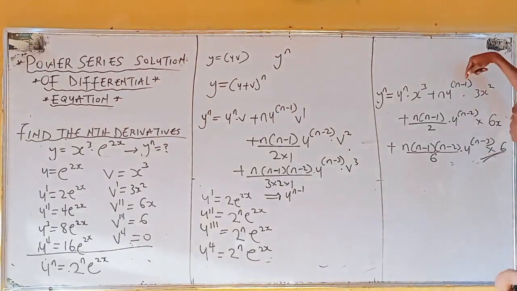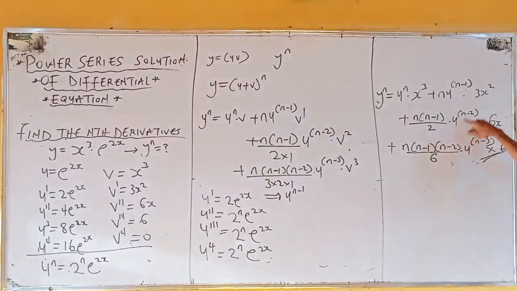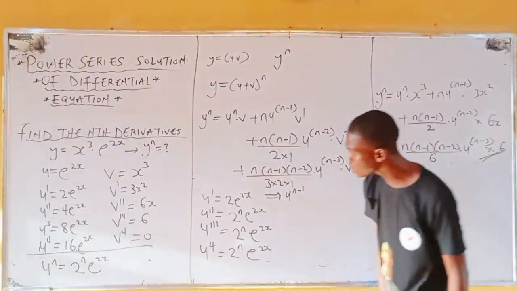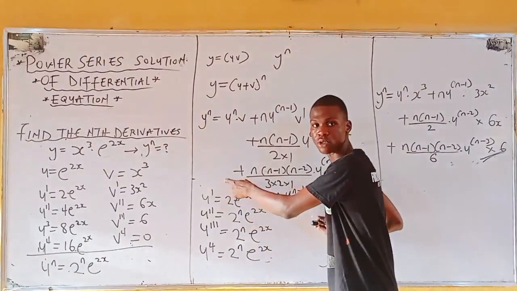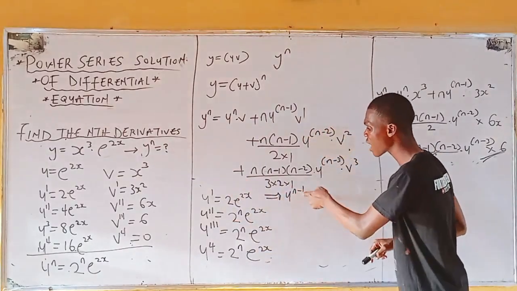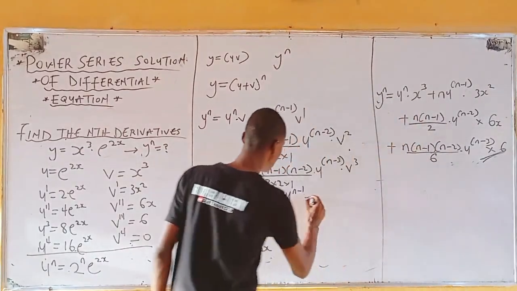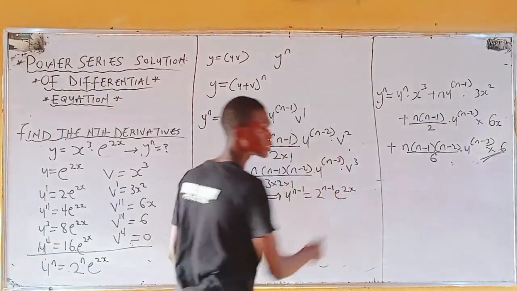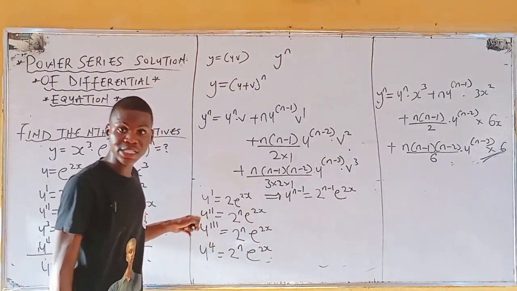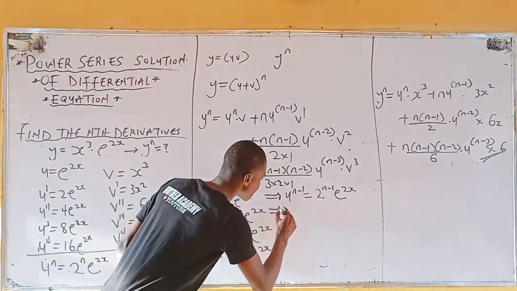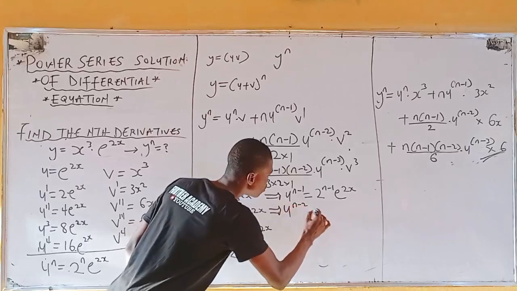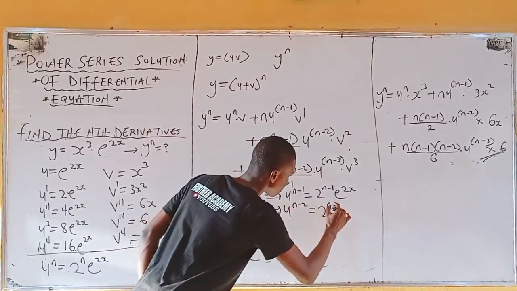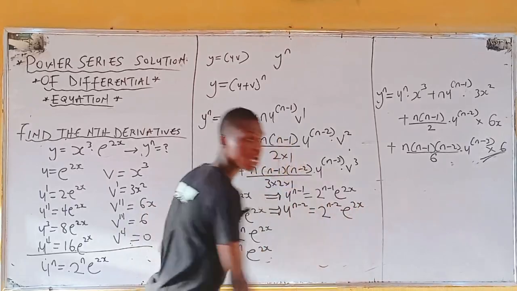Meaning, I have to know the value for u raised to the power of n minus 1, n minus 2, and n minus 3. Back to what we differentiated. If this is u raised to the power of 1, it implies that u raised to the power of n minus 1 is equal to 2 raised to the power of n minus 1 exponential 2x. If this is the second derivative, it implies that u raised to the power of n minus 2 is equal to what? 2 raised to the power of n minus 2 exponential 2x, right?